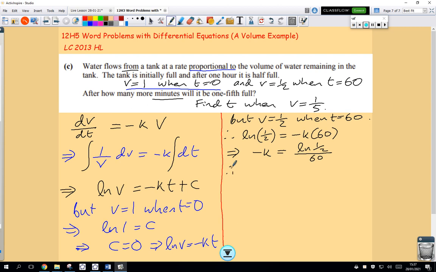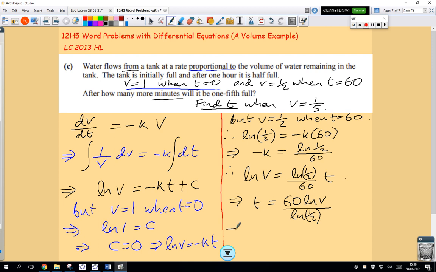So now my particular solution, natural log of V, is negative K. Well, negative K is the natural log of 1/2 divided by 60 multiplied by T. I'm trying to find T when V is 1/5. So I'm going to make T the subject of this equation. T is going to equal, I'm going to multiply both sides by 60, and I'm going to divide on both sides by the natural log of 1/2. Okay, and that will tell me my time.